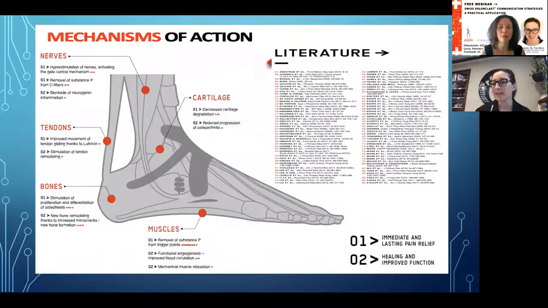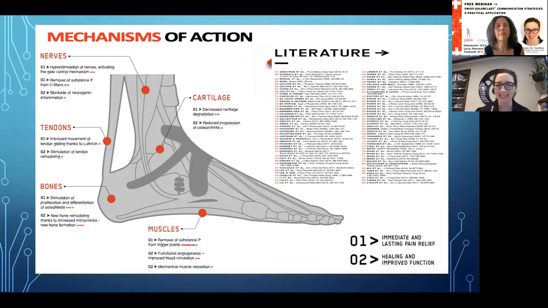The mechanisms of action. So understanding what mechanisms the DolorClast has on different tissues is also really important. So there's so much literature that you can read about. But if I briefly cover its effect on the nerves, we get a hyperstimulation of the nerves, we get the removal of substance P like we just talked about, and we block that inflammation. So that's the biggest effect on the nervous system.